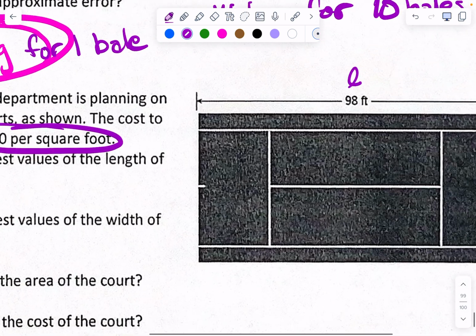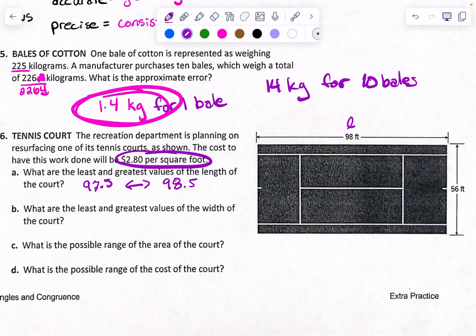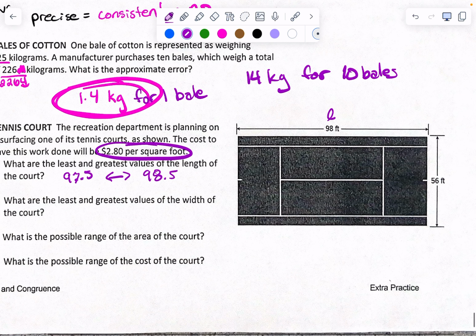So what is the smallest that number could have been? 97.5, right? Okay, because if it's anything less than 97.5, it's going to measure to 97. What's the greatest it could be? 98.5. Okay, what about the height or the width of the court? What's the smallest it could have been? 55.5. What's the greatest it could have been? 56.5. Do you see how this works? Right? That's the least and greatest amount it could have been.